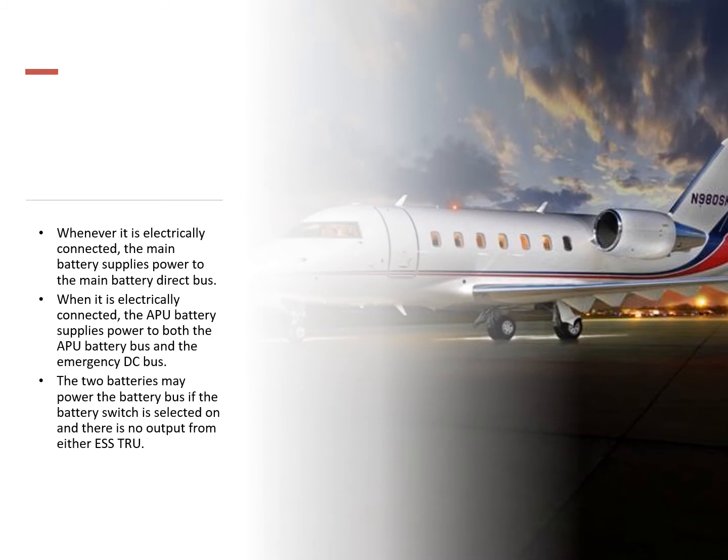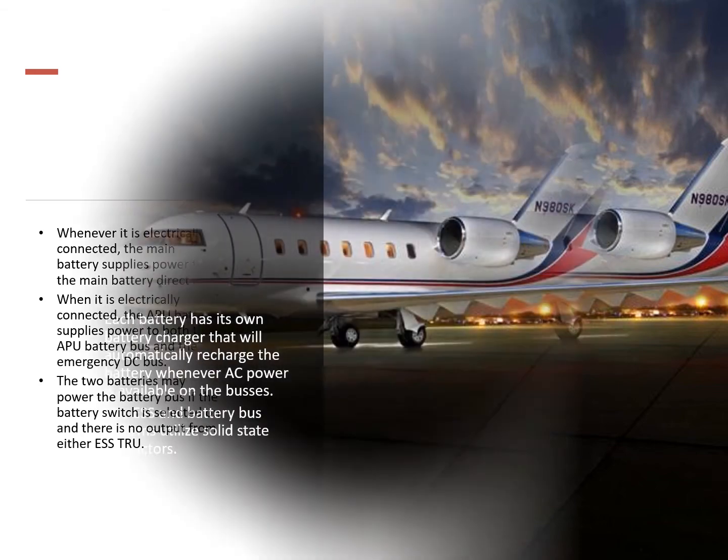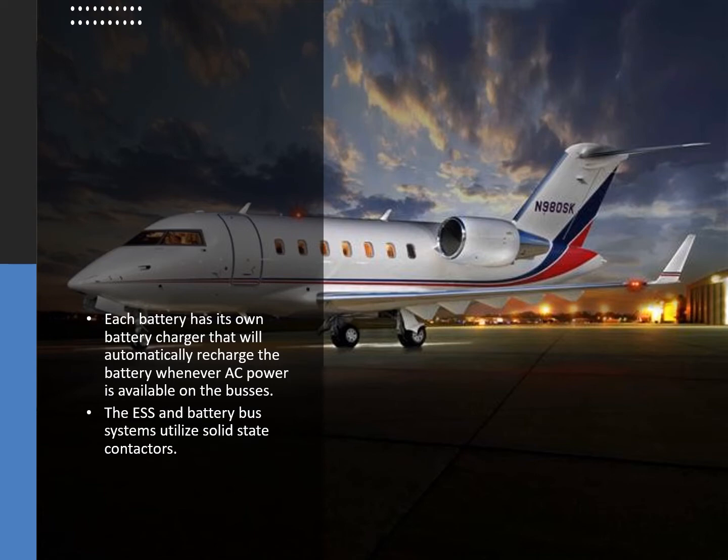Whenever it is electrically connected, the main battery supplies power to the main battery direct bus. And when it is electrically connected, the APU battery supplies power to both the APU battery bus and the emergency DC bus. The two batteries may power the battery bus if the battery switch is selected on and there is no output from either essential TRU. Each battery has its own battery charger that will automatically charge the battery whenever there is AC power on the buses. The essential and battery bus systems utilize solid-state contactors.